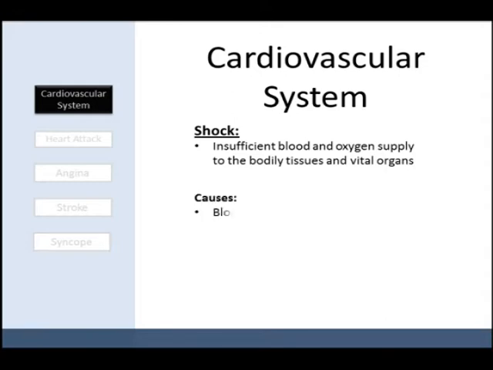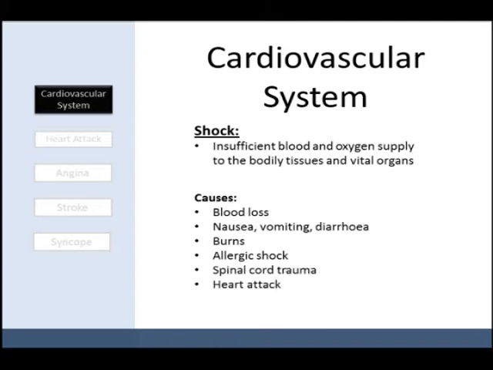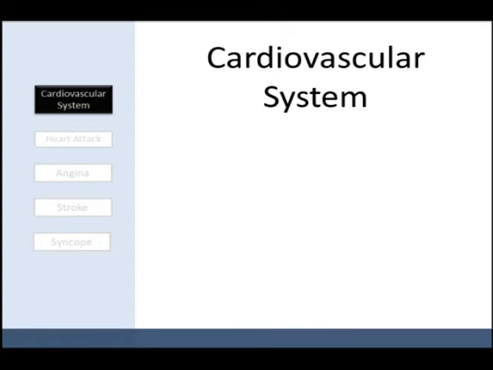Causes of shock include blood loss, nausea, vomiting, and diarrhea, which cause a decrease in fluid levels in blood. Burns and allergic shock can impair the functions of blood vessels, ceasing blood flow to supply vital organs. As well, spinal cord trauma and heart attack affect the ability for the heart to pump blood around the body, leading to shock.